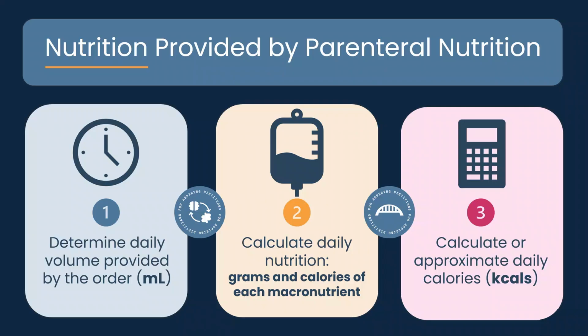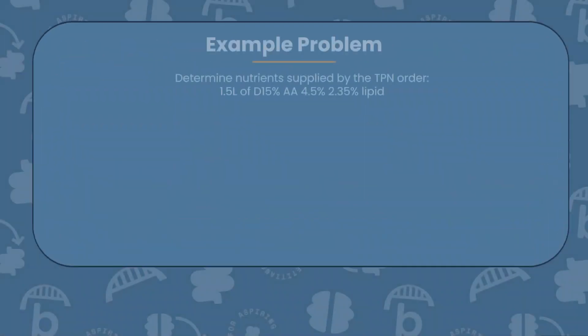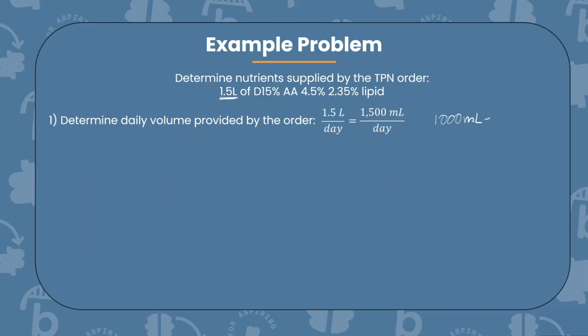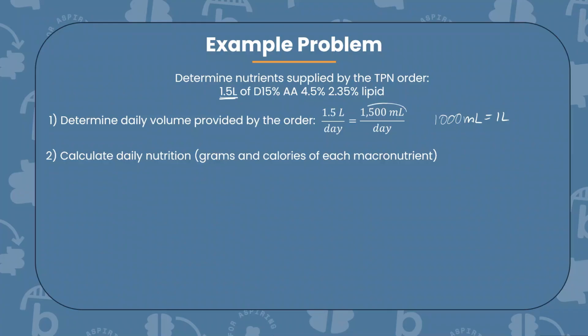So let's try ourselves a TPN problem step by step. A nice simple one. Determine the nutrition supplied by the TPN order that's got 1.5 liters of D15, 4.5% AA, and 2.35% lipids. To solve these problems, we do the same 3 steps. We first want to determine the daily volume provided by the order. And in this problem, we know that we're giving 1,500 milliliters a day of our parenteral nutrition. Once we know the goal volume, we can figure out the nutrition provided from each macronutrient. This right here, this is my goal volume.